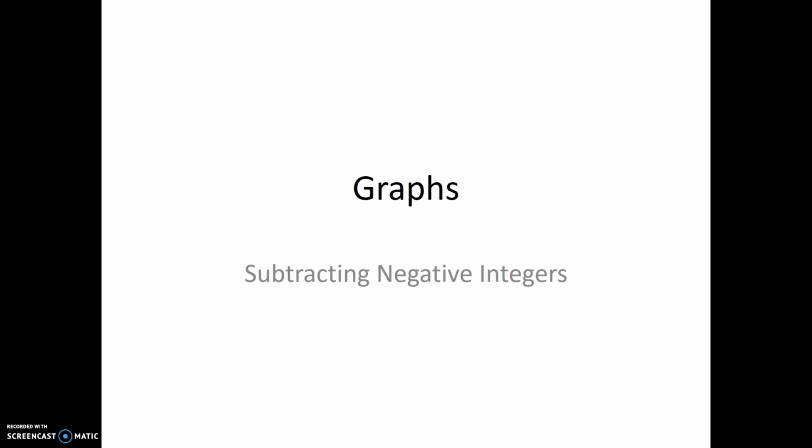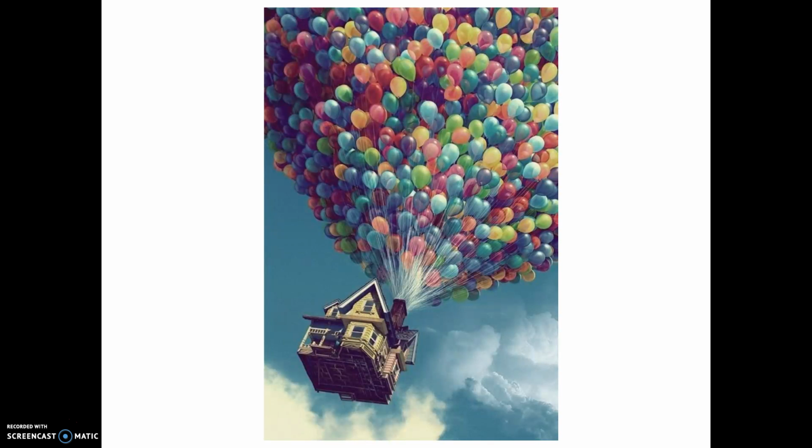It's important that you remember just the conceptual end of this, because if you forget the algorithm, if you forget how to subtract negative integers, if you know what's supposed to happen, you'll be able to figure out the algorithm on your own. So the metaphor that I like to use for this is a hot air balloon, right?